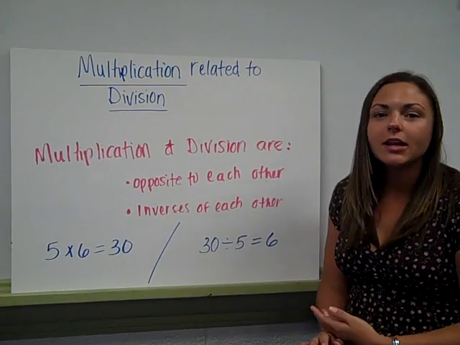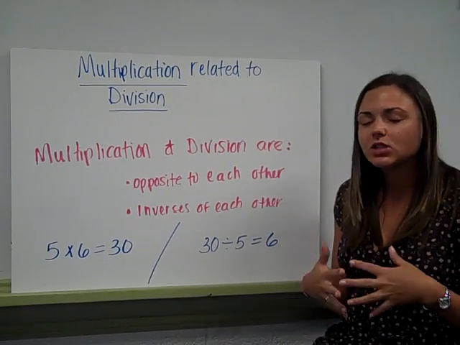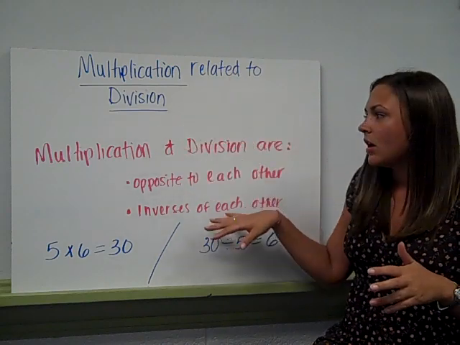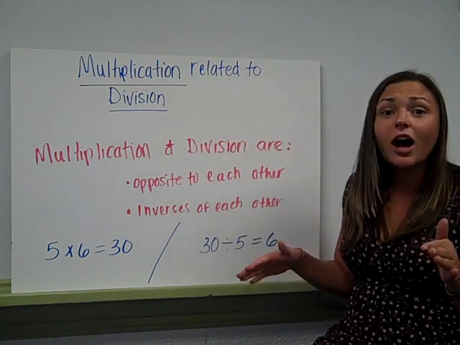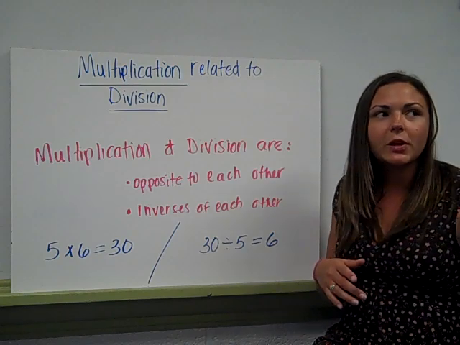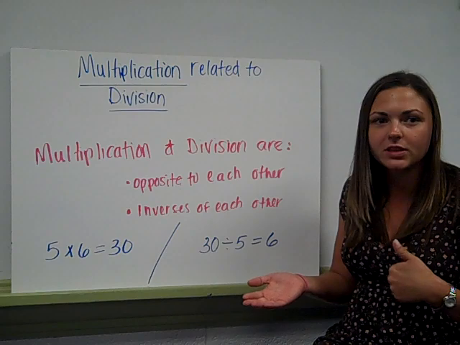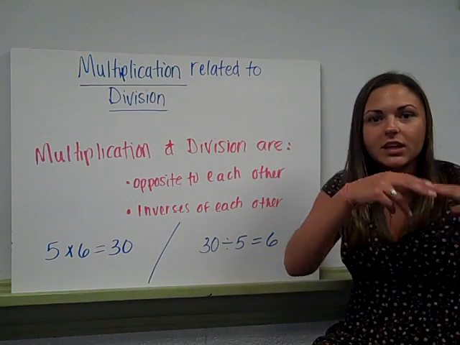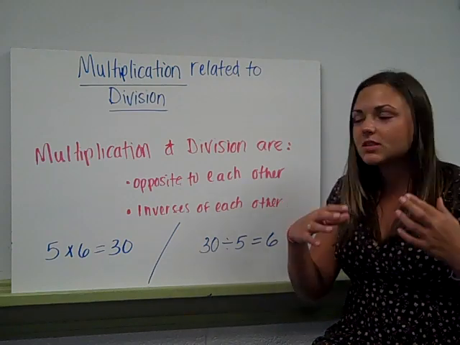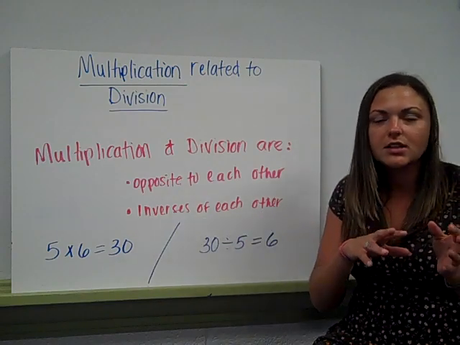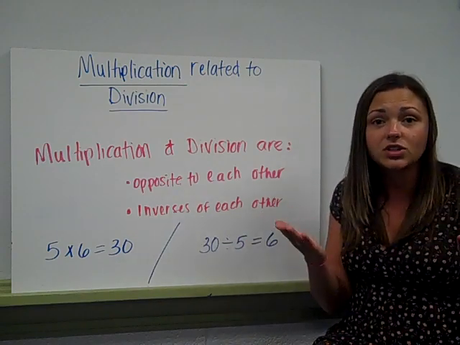Hey guys, today we're going to get into how multiplication is related to division. Multiplication and division are opposites of each other. If I multiply something by 5, say 7 times 5, and I get 35, but then I divide 35 by 5, I'm going to get 7. They're opposites of each other, which means they're inverses of each other. That means if I do one and then I do the other, I actually cancel out what I just did.